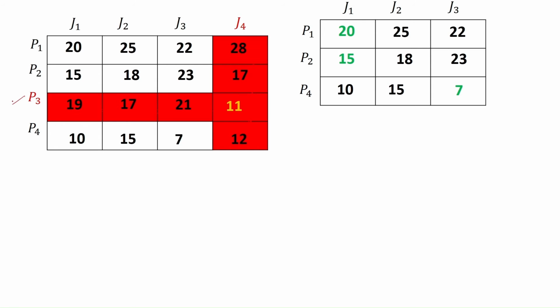Why? Because P3 is no longer a part of our consideration and J4 is also not a part of our consideration. The only jobs that are part of our consideration are J1, J2, J3, and the only people left are P1, P2 and P4. So this is the sub matrix. Now we can proceed with our algorithm.